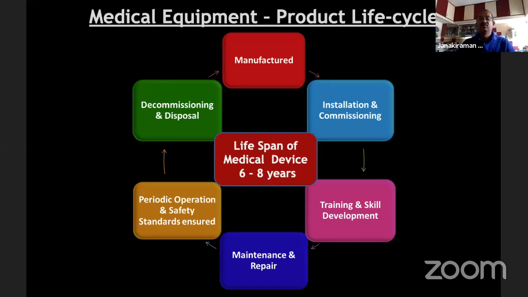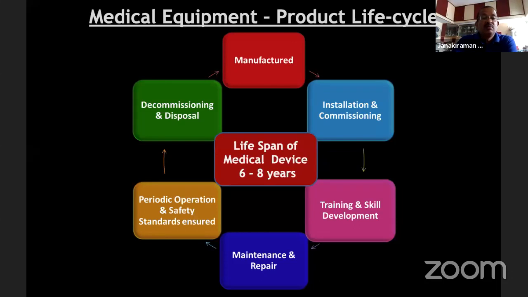Training and skill development. The biomedical engineers are the ones who train the doctors, the nursing staff, and the technicians. They tell them how to use the equipment, what all they should not do and what all they should do. They tell everything, done by the biomedical engineers. Maintenance repair. When the machine fails or preventive maintenance comes, the trained biomedical engineers execute them.